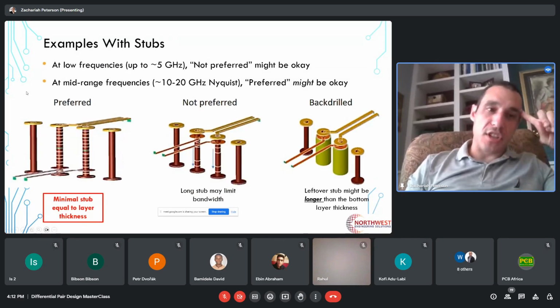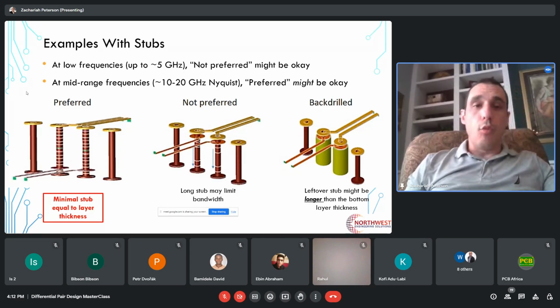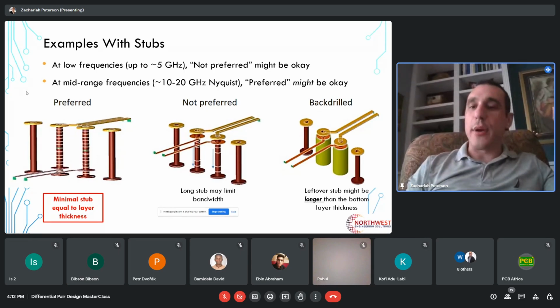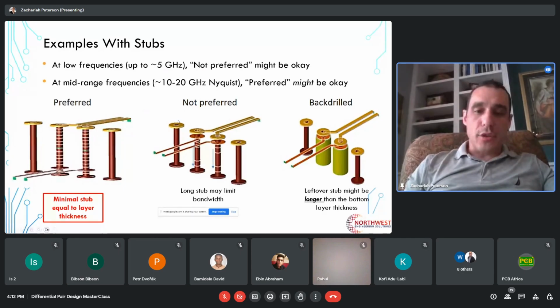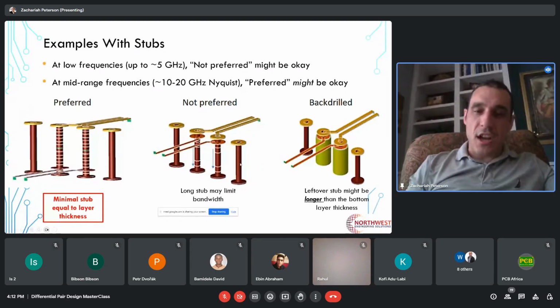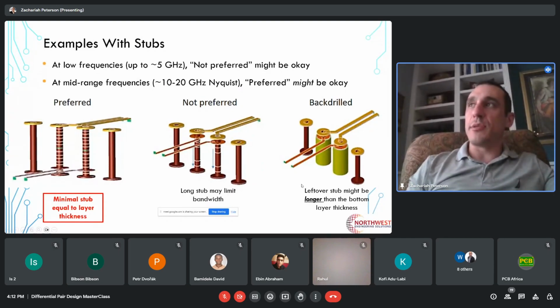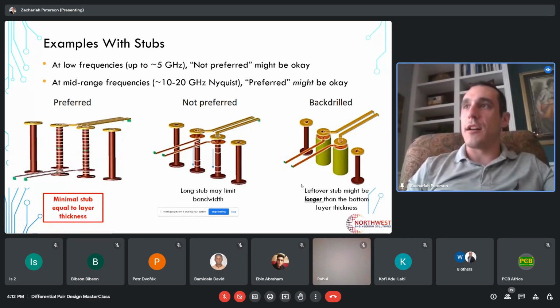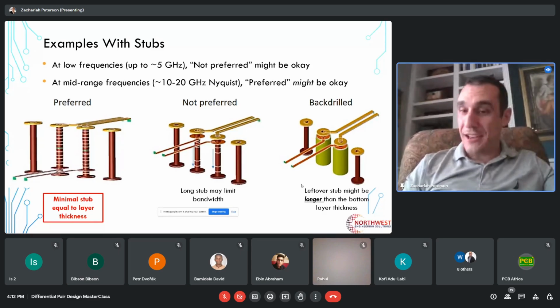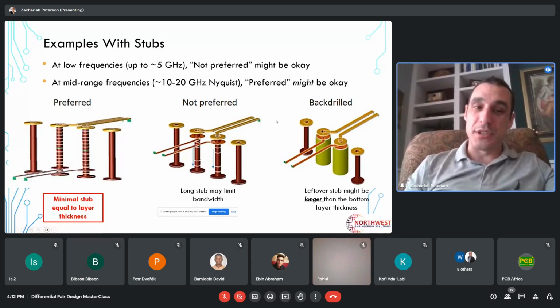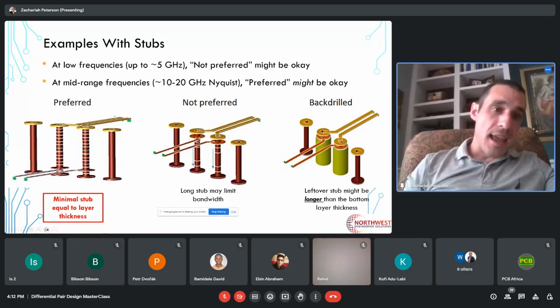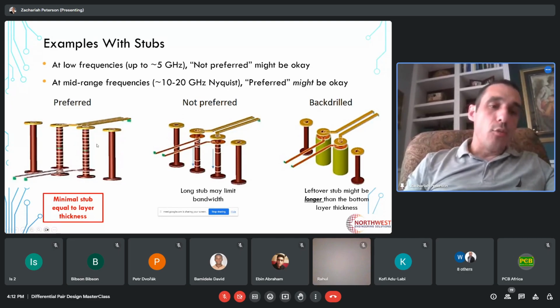Now, I brought up stubs earlier. When should you remove stubs, and can you get around back drilling? Now, back drilling is an expensive process. It's a controlled depth drilling process, and maybe it doesn't cost so much where you only have two vias that you need to back drill. But if you're dealing with a large number of high-speed interfaces coming off of an advanced ASIC or an FPGA, you could have dozens of stubs that you might need to back drill if you don't think about how you're routing.